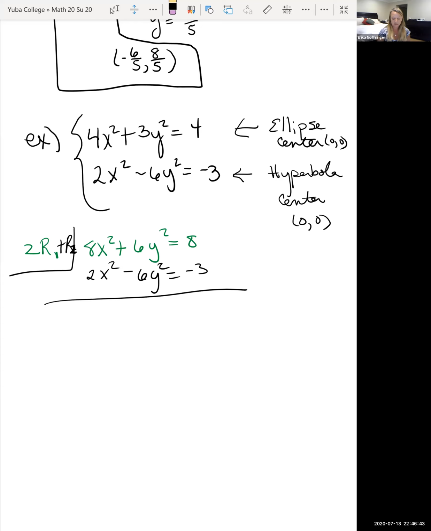Okay, anyways, so 8x squared plus 2x squared, that's 10x squared. Negative 6y squared, or sorry, 6y squared minus 6y squared cancels, that's why we did that. And 8 minus 3, that gives us 5. So we get 10x squared equals 5. I can use my square root method. Let's first divide by 10. So I get x squared equals 5/10. X squared equals a half. If I take the square root of both sides, I get plus or minus the square root of 1/2.